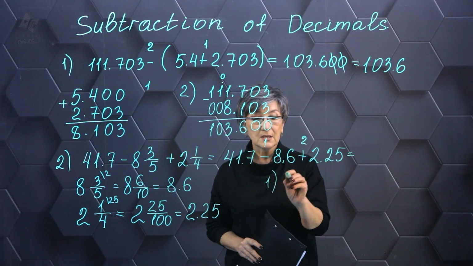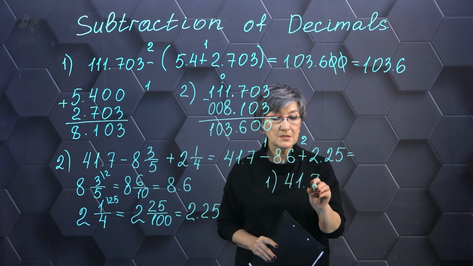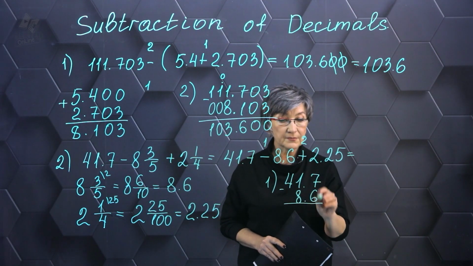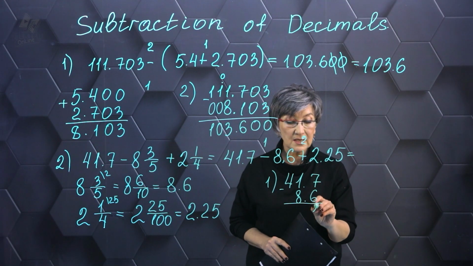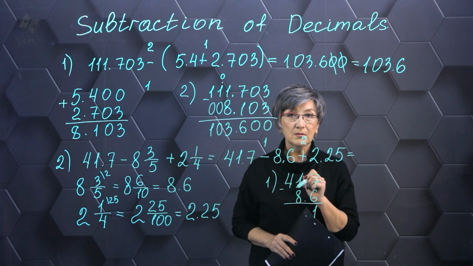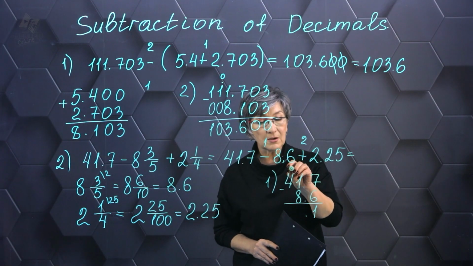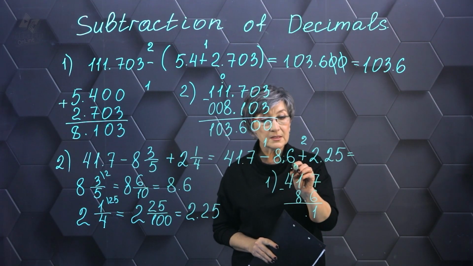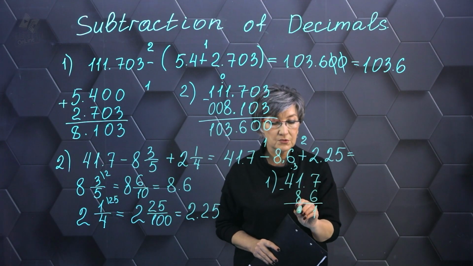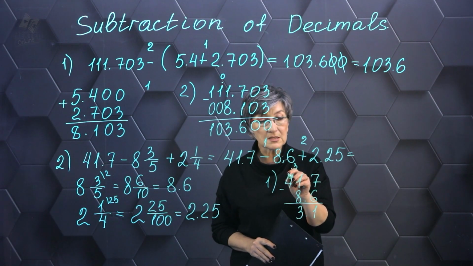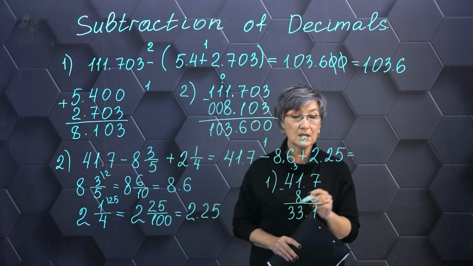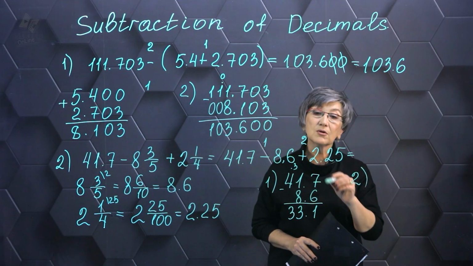So, first action, 41.7 tenths minus 8.6 tenths. Subtraction, 7 minus 6, 1, point. I can't subtract 8 from 1, so I borrow from 4. That leaves 3. That leaves 11 minus 8, which is 3. And this leaves a 3. 3 minus 0 is 3. That's 33.1 tenths.